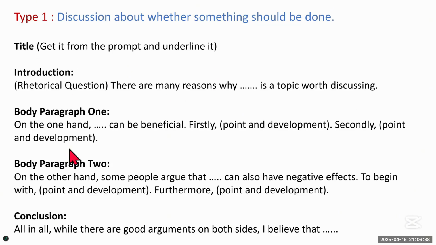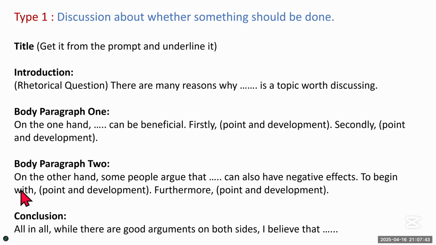So this is a template that is very similar to the one given to you in previous videos. Start with the title and get it from the prompt. In the introduction, start with a rhetorical question. There are many reasons why [topic] is a topic worth discussing. In the first body paragraph, on the one hand, [topic] can be beneficial. Firstly, point and development. Secondly, point and development. So if you don't know what development means, please watch one of my videos on article writing.